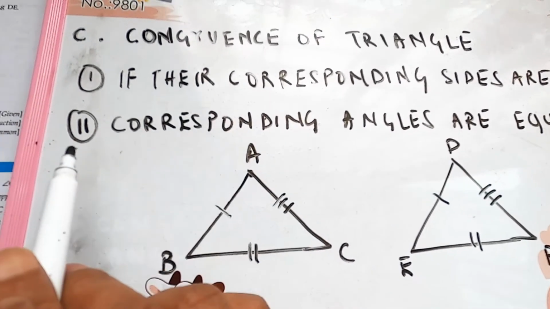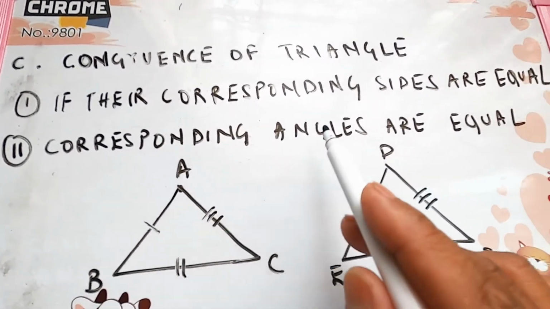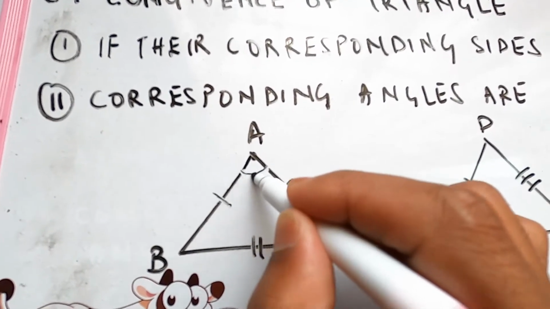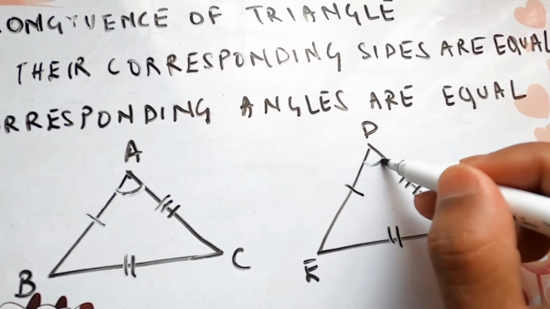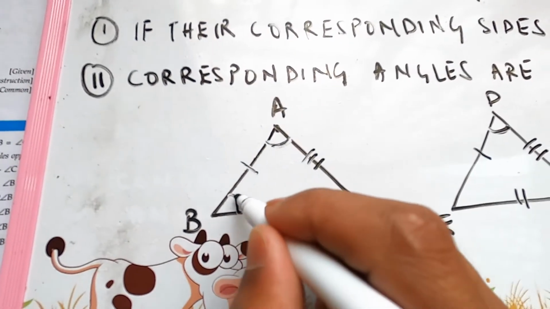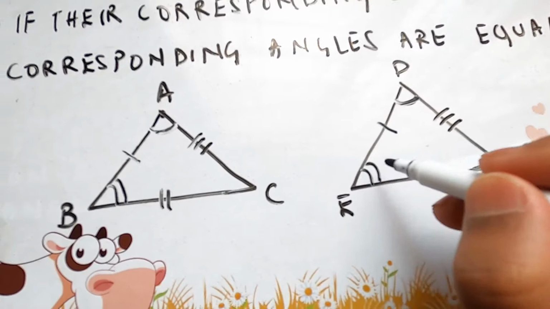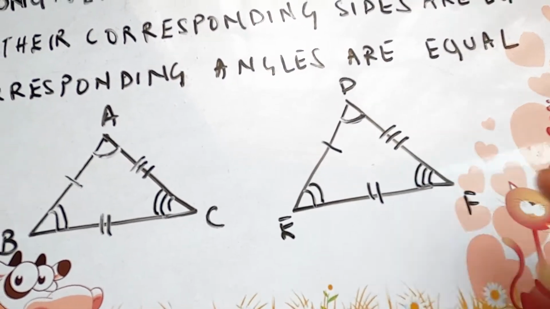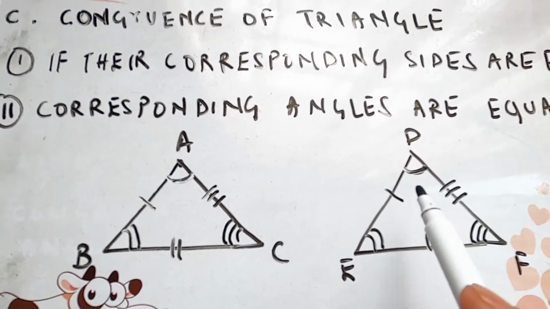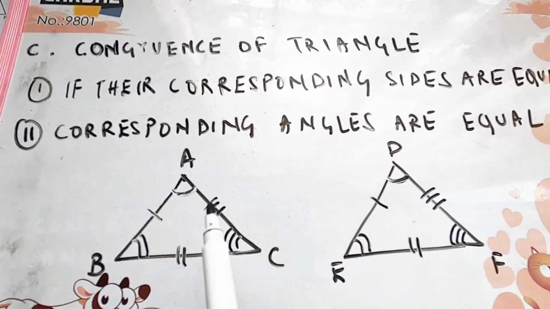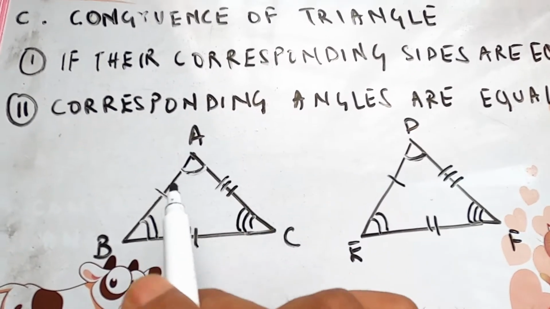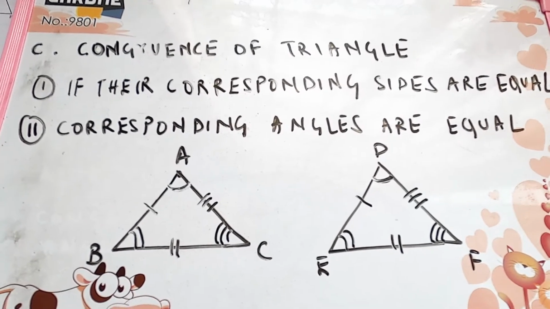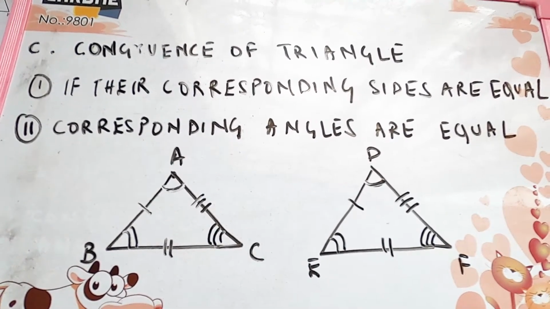Also point number 2, corresponding angles are equal. Corresponding angle simply means if angle A is equal to angle D, angle B is equal to angle E, and angle C is equal to angle F, then we can say that the two triangles are congruent. Why? Because their corresponding angles are equal. So this is all about congruence of triangle.